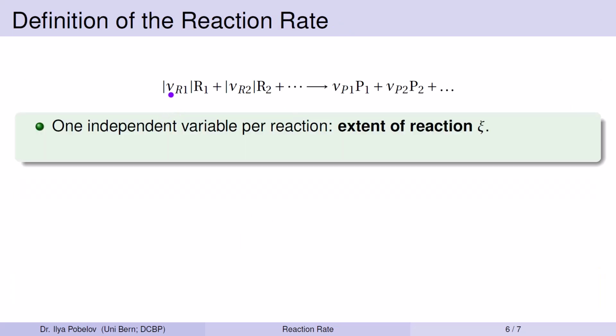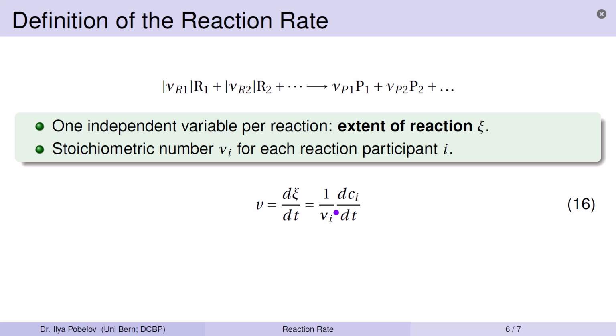That can be done by considering the extent of reaction, denoted as xi. This is a unique independent variable that describes the progress of any chemical reaction, regardless of the number and proportions of reactants or products involved. Formally, the reaction rate is defined as the rate of change in the extent of reaction.